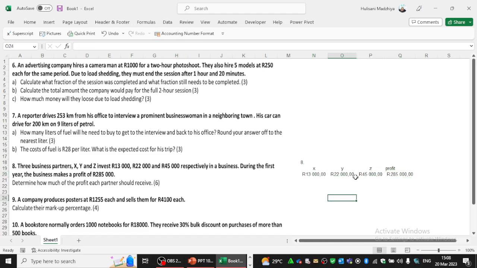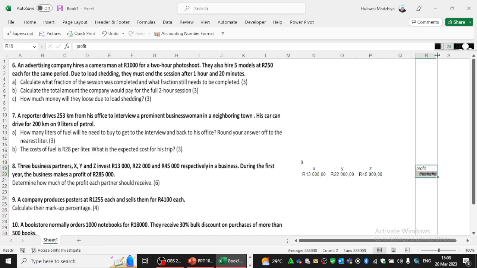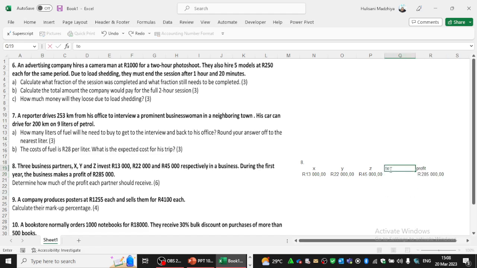So these are the guys' contribution. Another factor that we also need to consider is the total amount of contribution made to the company. So the total contribution made to the company will be equal to 13,000 plus 22,000 plus 45,000. Therefore the total contribution is 80,000.